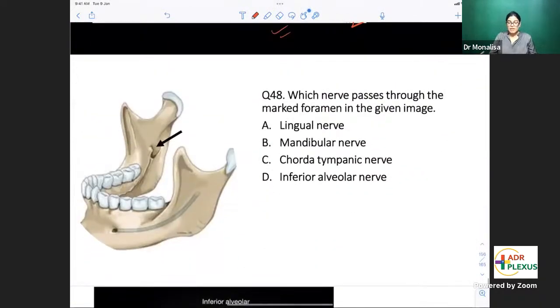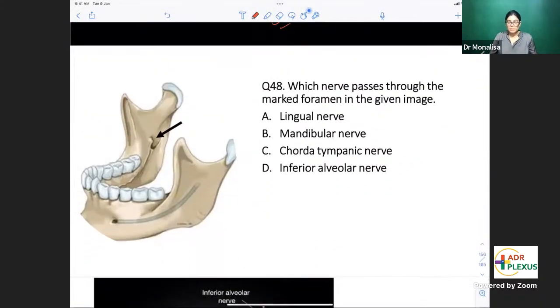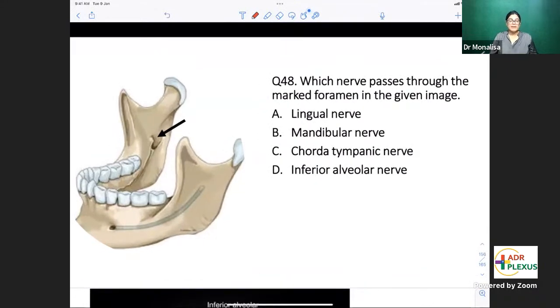Let's move on to the next. Which of the following nerves passes through the marked foramen as shown in the image? Which foramen is this and what is the nerve?